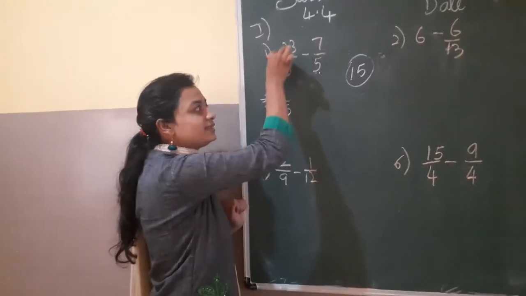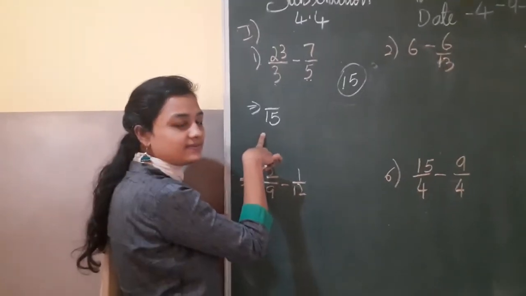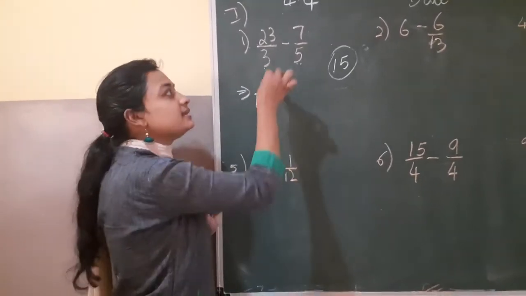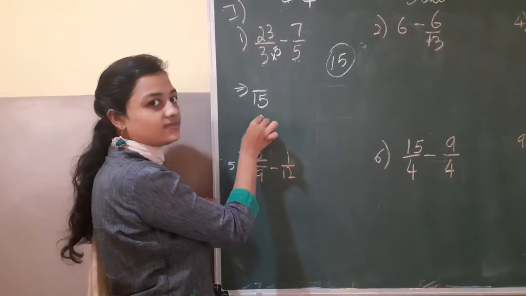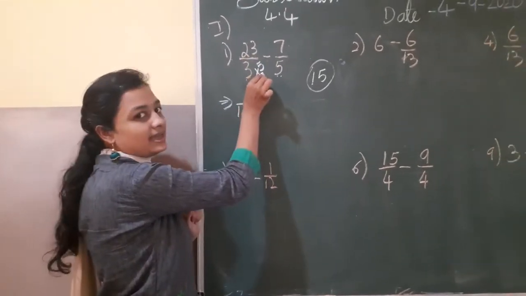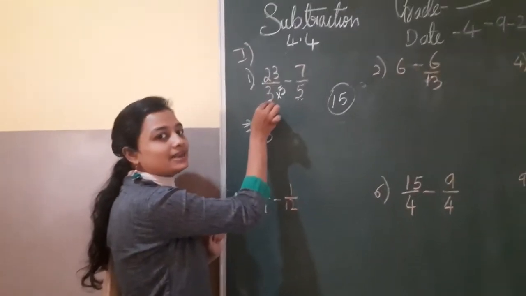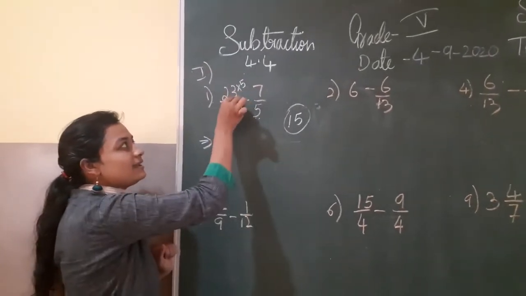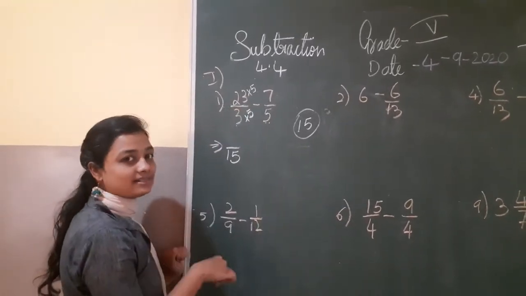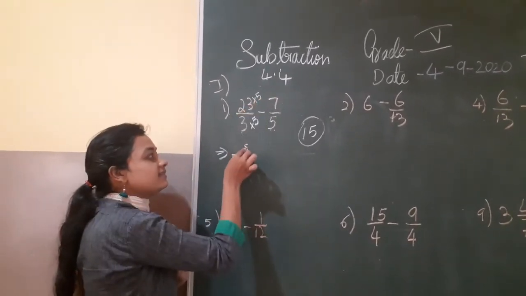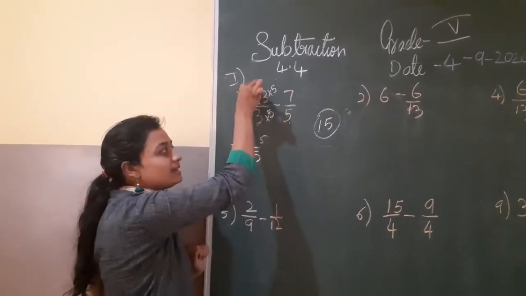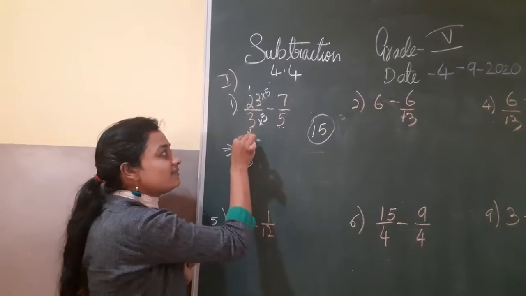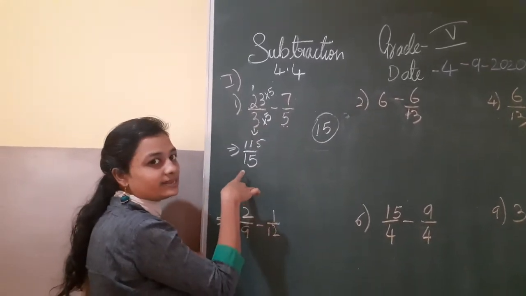So how will I convert the fraction having denominator 15? I have to see in the 3 tables. When do I get 15? It is 3 5s are 15. So when I multiply 5 to the denominator, I should multiply that 5 to the numerator also. So when I multiply 5 with 23, what is the answer I get? 3 5s are 15, 5 2s are 10 plus 1, 11. So this is the answer I get. So I have converted the first fraction having the denominator 15.